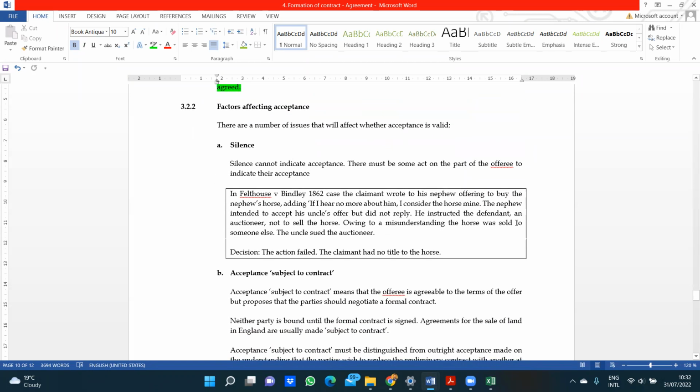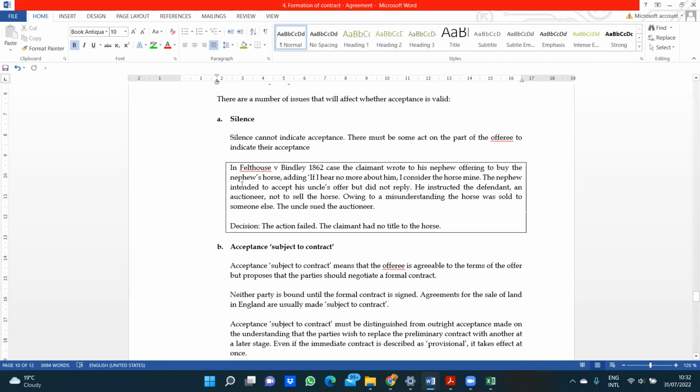Factors affecting acceptance. There are some factors which affect acceptance. For example, silence. Silence does not mean acceptance. If there is silence from the offeree, this does not mean that the offer has been accepted.